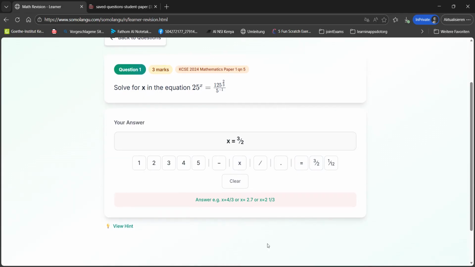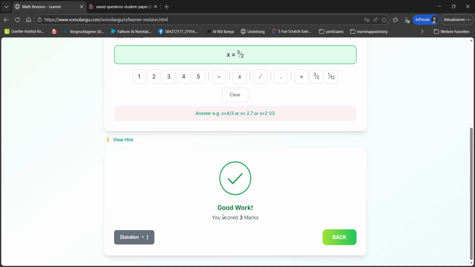Let's check our answer. Correct. So we got that correct. We earned our 3 marks.